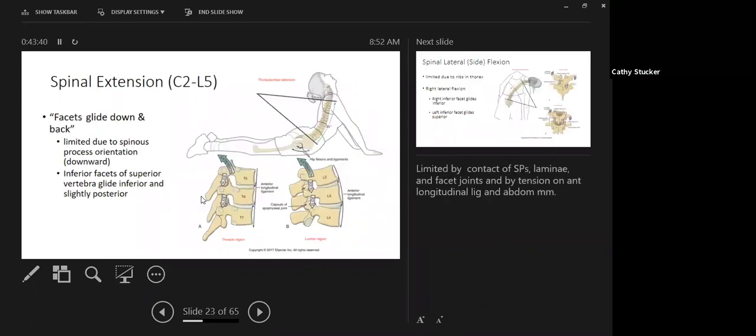With spinal extension, those facets are gliding down, approximating one another. This is limited primarily by the approximation of those spinous processes, right? One spinous process is going to jam into the other spinous process. Just can't go any farther. If you go farther, you're going to fracture your spinous process.